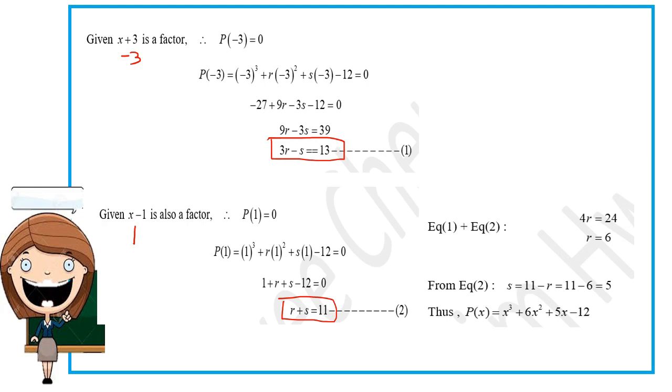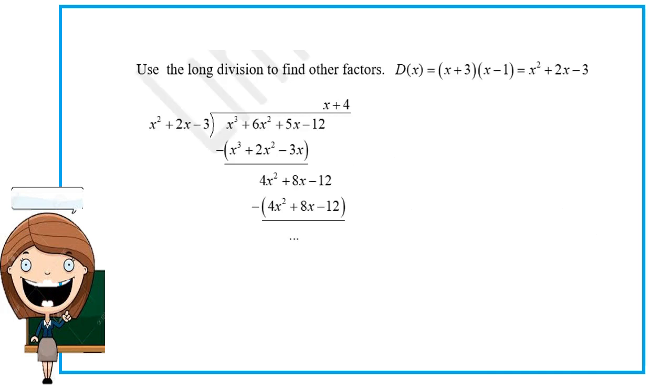We solve equations 1 and 2. So we will get the value of r as 6 and the value of s as 5. So now we can get the polynomial in terms of x cubed plus 6x squared plus 5x minus 12. After that, we may use long division to find the other factors. So first of all, we express the divisor with the factors x plus 3 and x minus 1, to get the quadratic form x squared plus 2x minus 3, and we use long division to get our quotient. Whereby this quotient is the other factor.